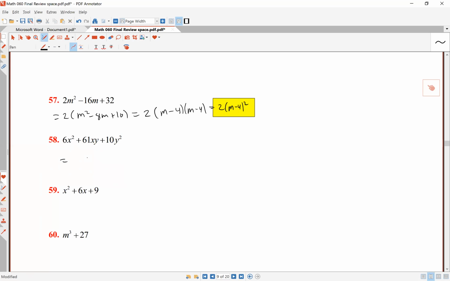Doesn't look like there's anything I can factor out of those two, so let's use the AC method on this one. We got 60 to get to 61. 60 and 1 are the numbers. So we've got 6x squared plus 60xy plus xy plus 10y squared. From the first pair, I factor out a 6x, which leaves us with x plus 10y. From the second pair, I factor out a y, and I'm left with x plus 10y. Factoring off the x plus 10y to the right-hand side, I'm left with 6x plus y.